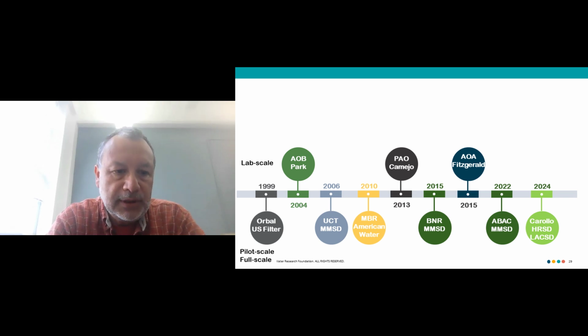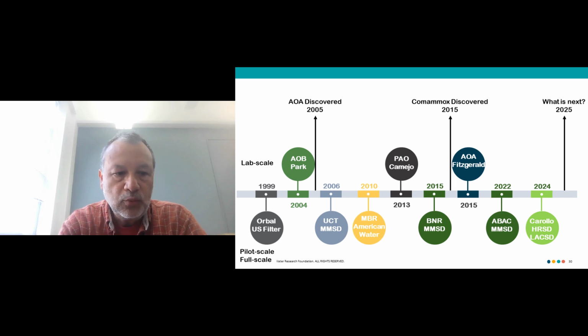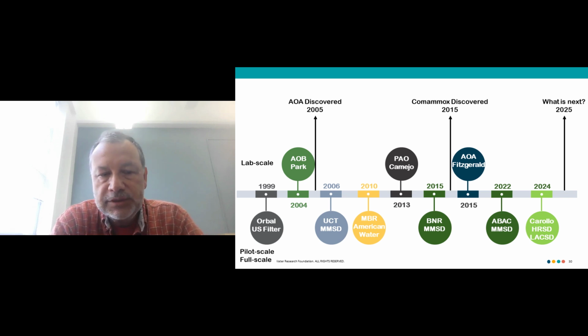But we have been working on this low DO area for a long time, lab scale, pilot scale, full scale. And I mostly focus on the genetic approaches to identify microorganisms. And with this in mind, there are a couple of discoveries that have occurred throughout the years that we have been doing this. In 2005, ammonia oxidizing archaea came into play.